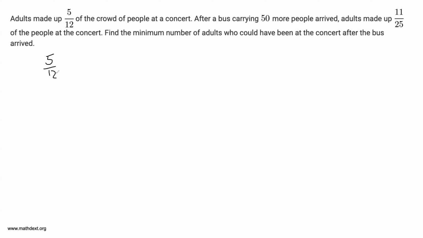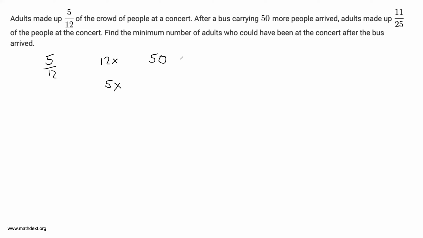And what does that mean? It means that there were a whole number of people at the concert. You can't have a fraction of a person, which means that the number of people at the concert before the bus came was a multiple of 12. So we'll say that the number of people at the concert before the bus arrived was 12x. And since 5/12 of those people were adults, 5x of these people were adults, where x is some positive integer. Okay, then 50 more people came on a bus.